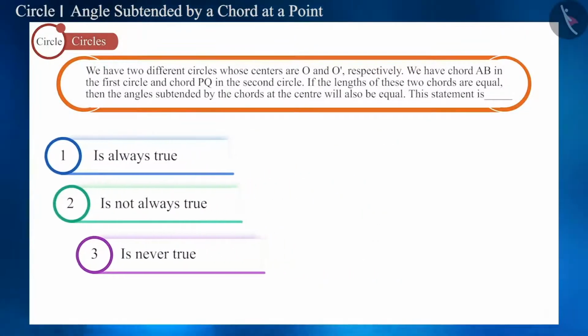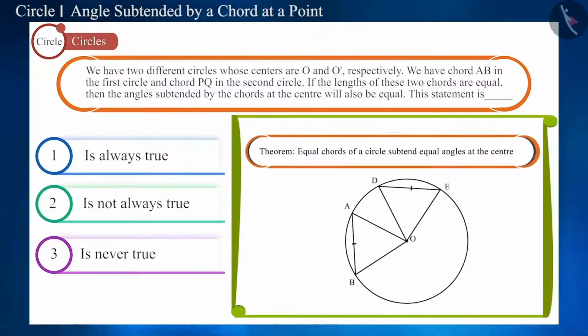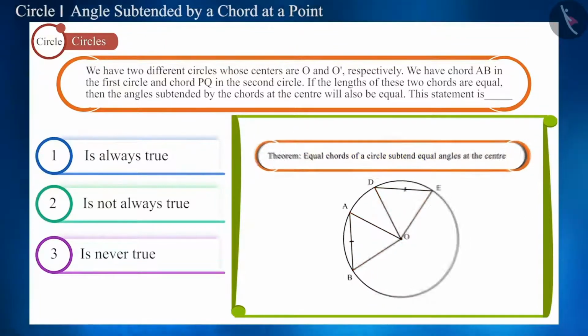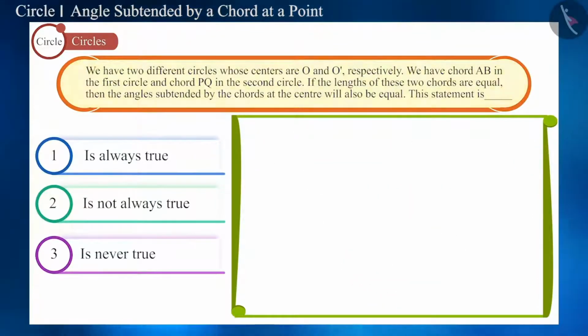Let's see. Friends, we know that equal chords of a circle subtend equal angles at the center. In this question, we are given two equal chords, but in two different circles. We have not been given any information about their radius.